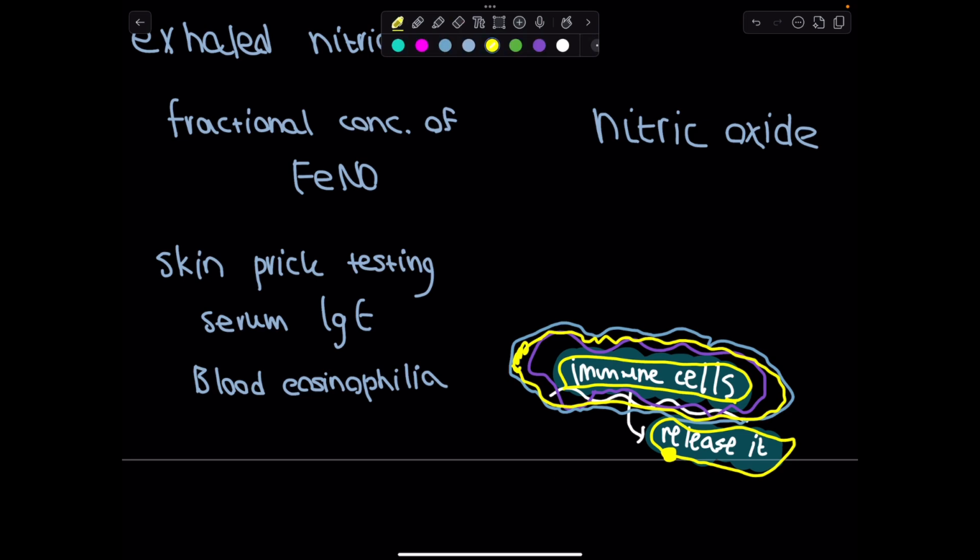When immune cells, like eosinophils, are activated in asthma, the enzyme inducible nitric oxide synthase, iNOS, catalyzes a reaction where L-arginine and oxygen are converted into nitric oxide, NO, and L-citrulline. The simplified chemical equation is L-arginine plus O2 to NO plus L-citrulline. Where did we find the L-arginine?